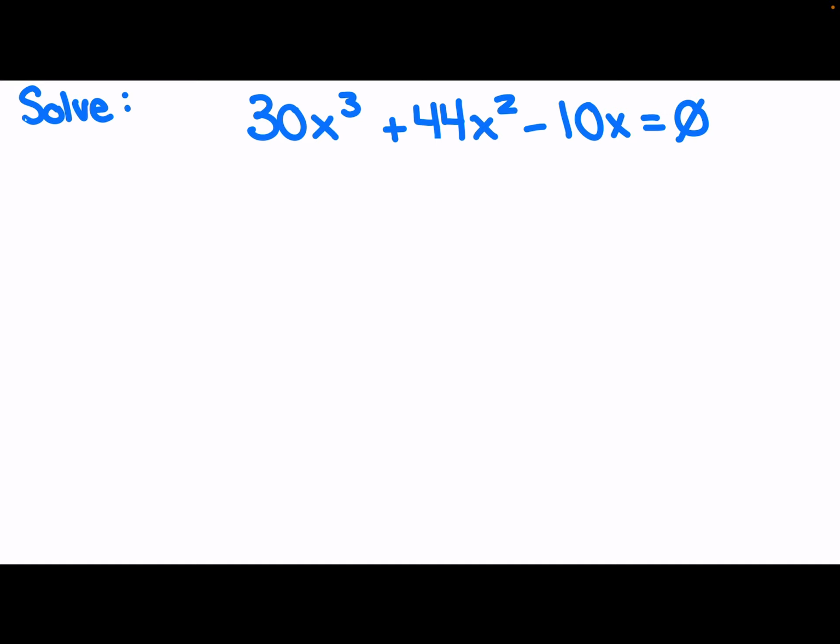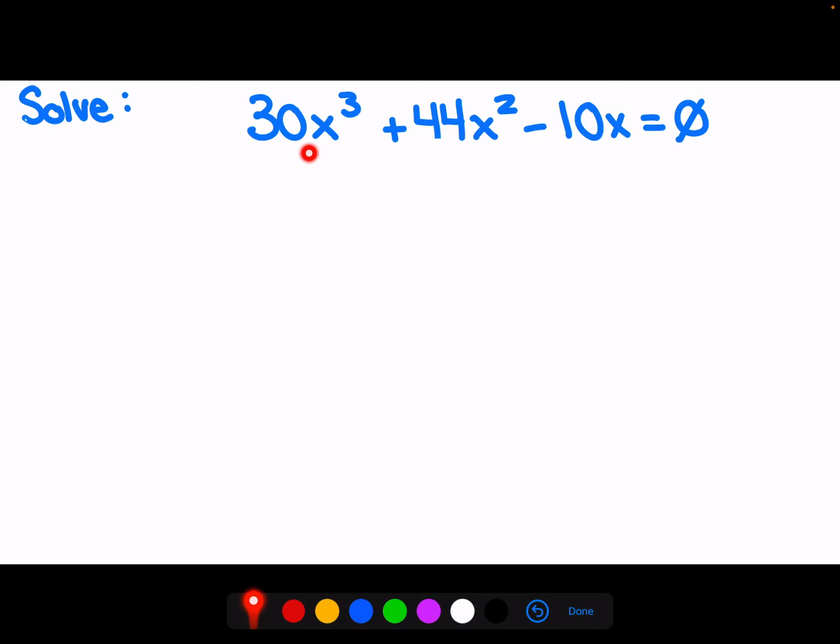So we're going to go ahead and solve this quadratic: 30x cubed plus 44x squared minus 10x equals 0. To begin, we look for a GCF, the greatest common factor between all three terms. The GCF here would be 2x. So we're going to divide each of these terms by 2x.